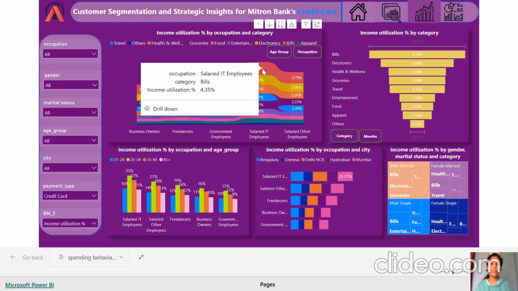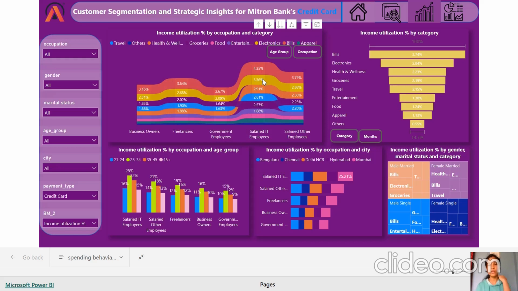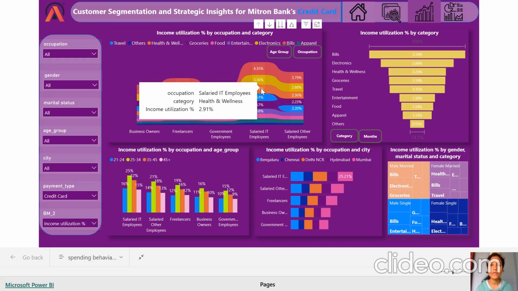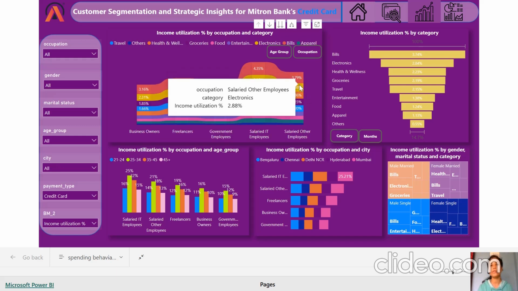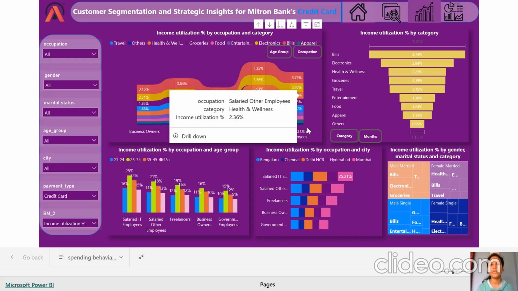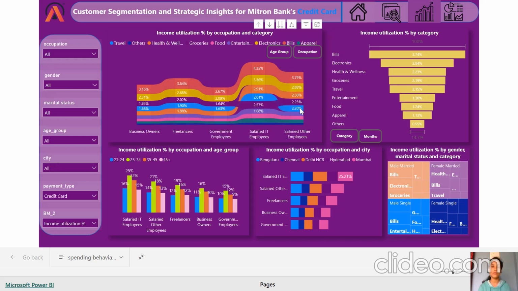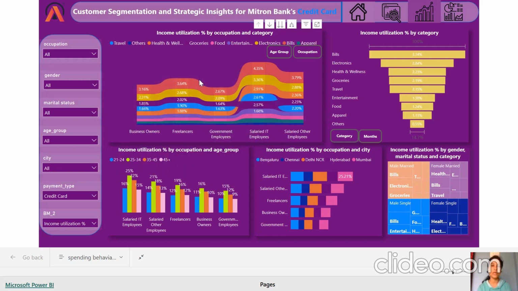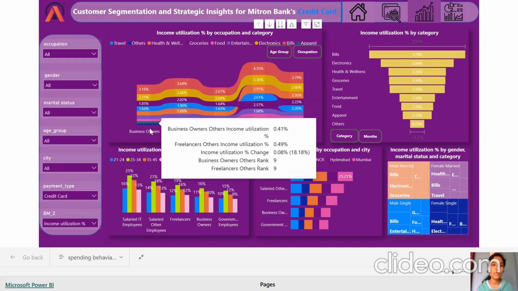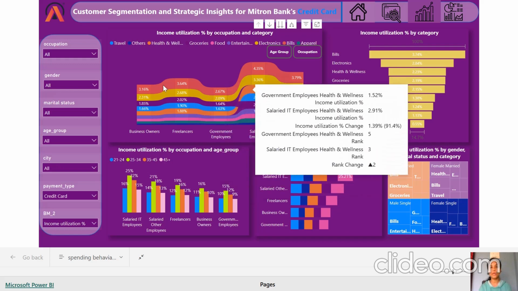So if I consider only the salaried IT employees, they're spending more on bills, meaning the income utilization percentage is more on bills, then electronics, and then health and wellness. The same is true for the salaried other employees: bills, electronics, health and wellness, and the remaining categories where they are spending, and how much the income utilization percentage is. In the same way we can analyze business owner, freelancer and government employee.